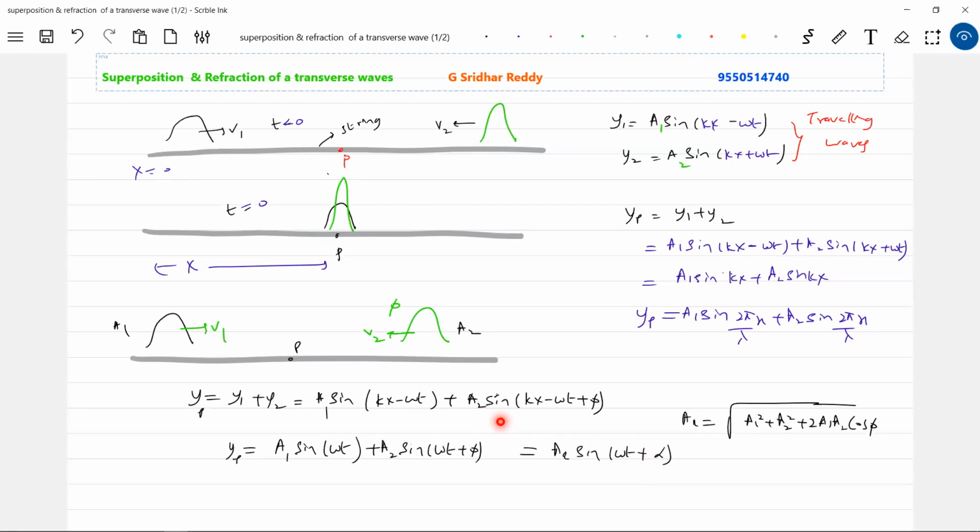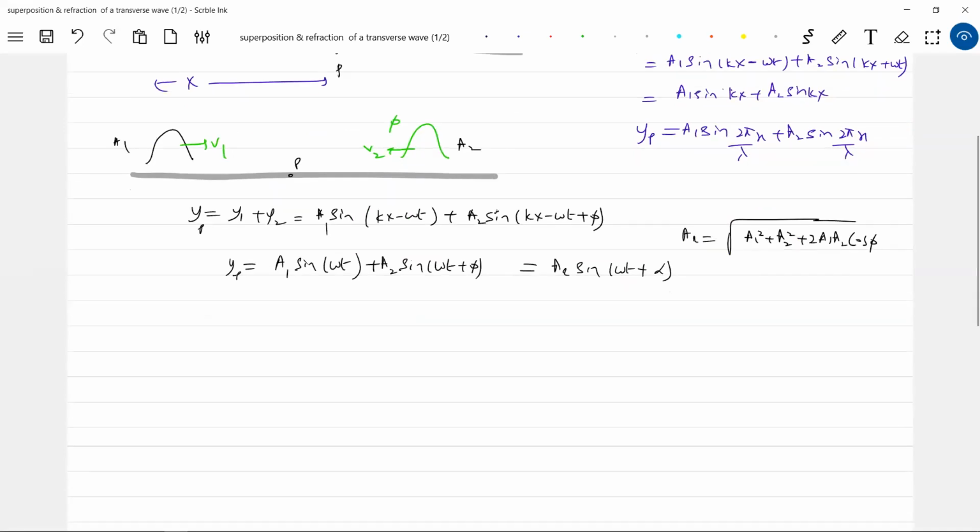Like this, we can even go for superposition of three waves. Not only two, three waves also. If three waves are moving and undergo superposition, y equals y1 plus y2 plus y3. We'll take a general discussion.